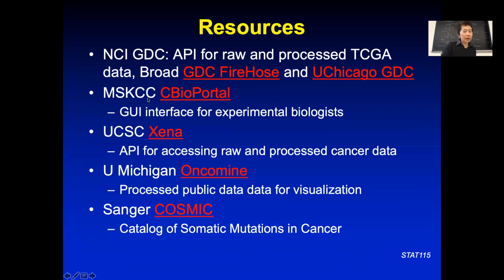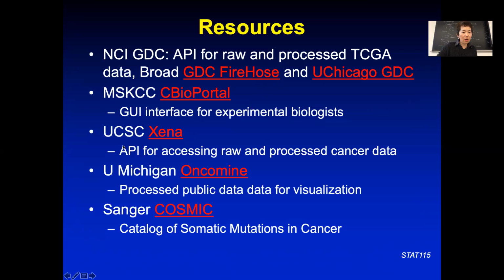whereas Sloan Kettering, and recently together with Dana-Farber, are co-developing this cBioPortal, which is really point and click. All the processed data you can visualize, you can see the figures, you can look at which samples are differentially expressed or have some mutations. You can play with it. And they initially had just TCGA data, but recently they are collecting more and more public expression data or mutation data.